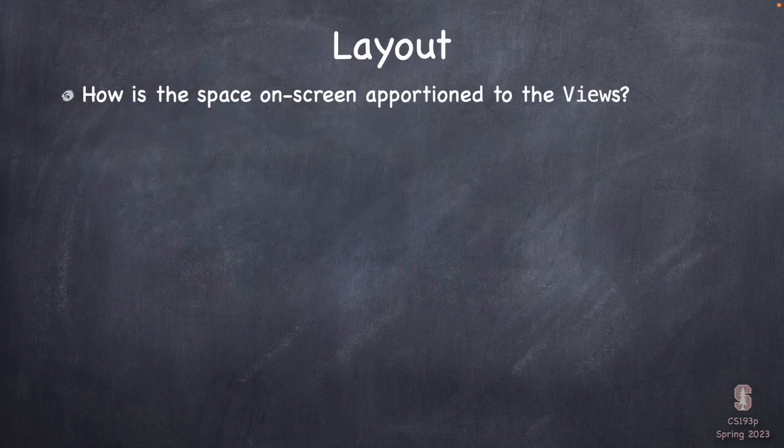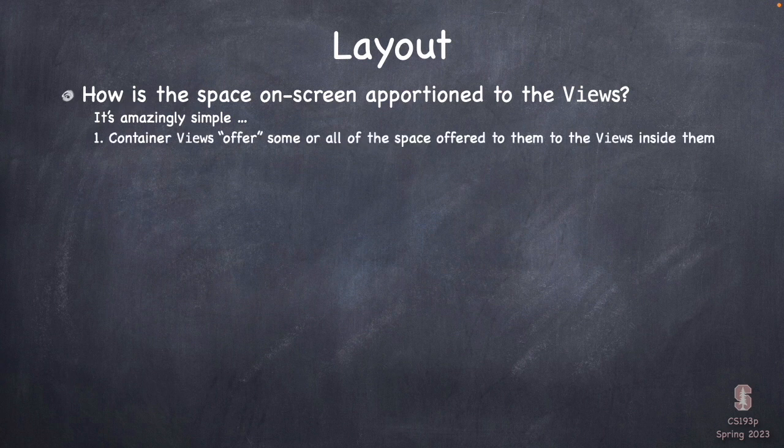So layout. How is the space on screen assigned and apportioned to all those views that appear there? And it's actually an incredibly elegant little system and very, very simple. And it has very strong rules to it that make it so it's incredibly predictable. Pretty much 100% predictable what it's going to do. And it's 3 steps. The first step is, of course, views are offered some amount of space.